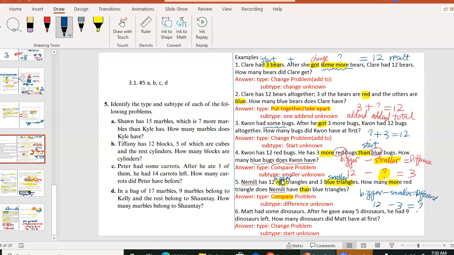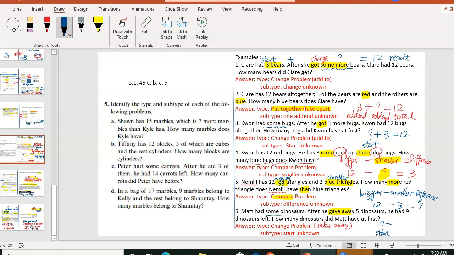Now, finally, Matt had some dinosaurs after he gave away. So here's the keyword, gave away. So this is a change problem. To be specific, it's like take away, but you can just say the change problem, because somebody took away some of them. He had 9 dinosaurs left. Okay, so we start with had some, that means a question mark. That's what he started with.